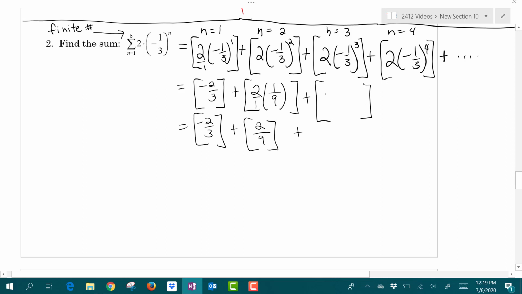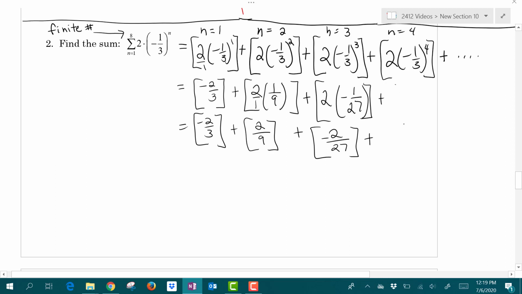Alright, so negative 1/3 cubed, a negative raised to an odd power is going to give me a negative value. Cube the top, I get 1, cube the bottom, 3 cubed is 27. So that gives an overall fraction of negative 2/27.